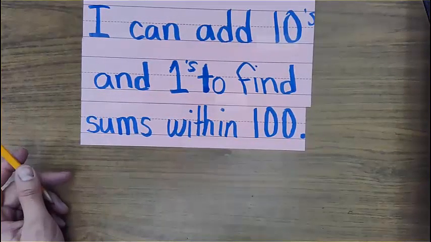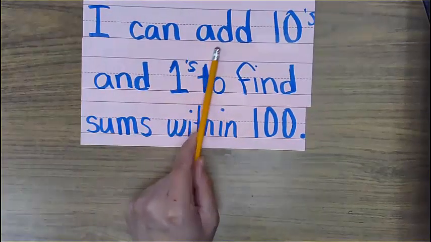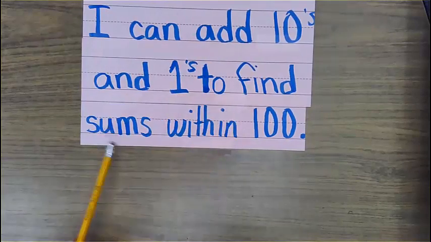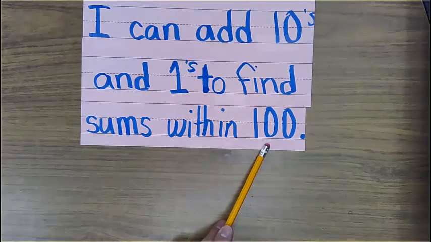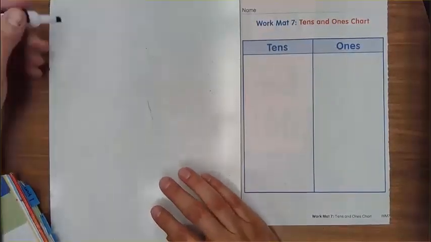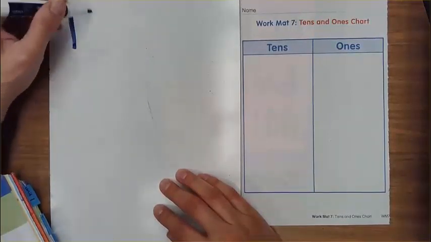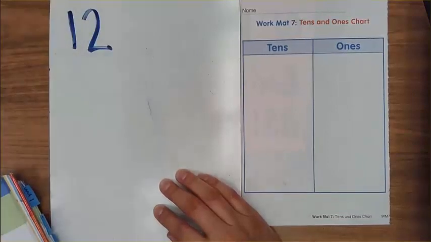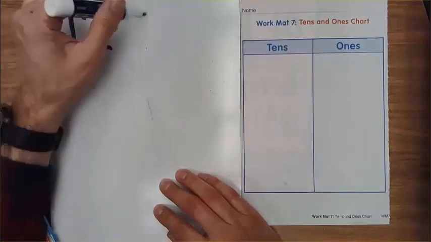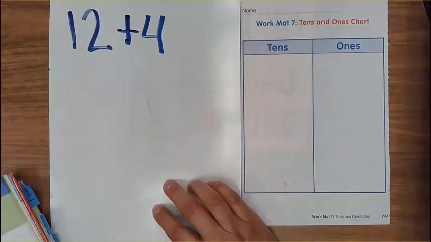So let's review our learning objective for the day. It is, I can add tens and ones to find sums within 100. If I have a problem like this where there's a student, Kelly, and she took 12 apples and 4 bananas to school, how many snacks does she have altogether?